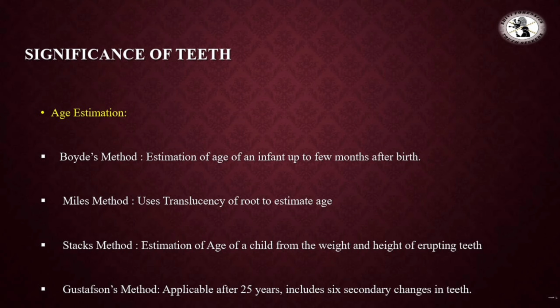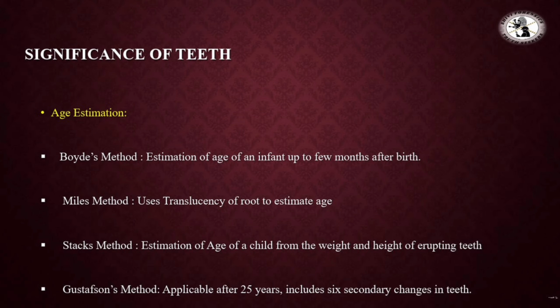After 25 years, it includes six secondary changes in teeth, that is, attrition, wearing and tearing of teeth, and periodontosis. Due to poor oral hygiene, it leads to a diseased condition of the tooth. Secondary dentin: with advancement of age, there is deposition of secondary dentin tissue in the pulp cavity. Then cementum apposition. The cementum covers the root and holds it tight in its socket.